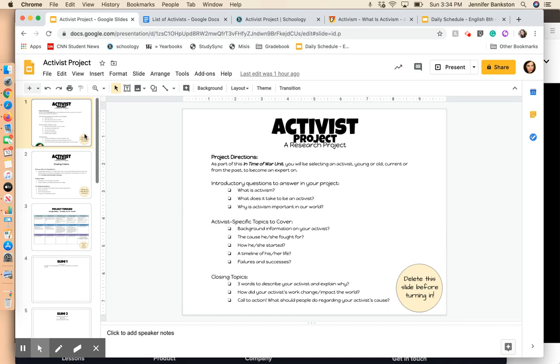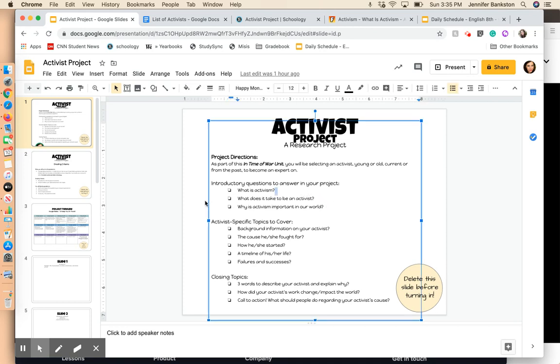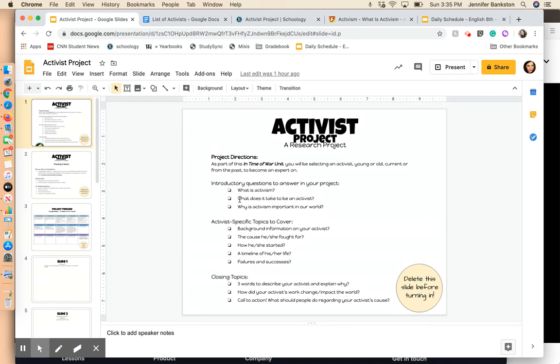And for these first 3 pages, notice I have this little yellow circle. Basically, you are going to pick a person who has done some kind of big activism, who's fought for a cause, and you're going to tell me about this person in 10 slides. Here are some questions I want you to answer in your project. What is activism? What does it take to be an activist? And why is activism important in our world? Those are just introductory, and I will explain where you're going to be putting that.